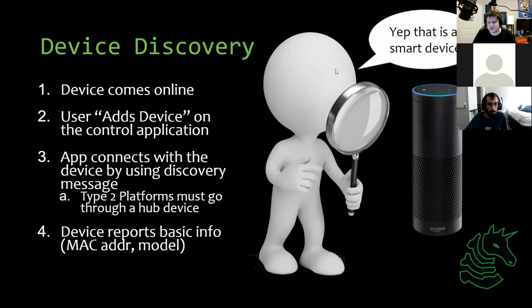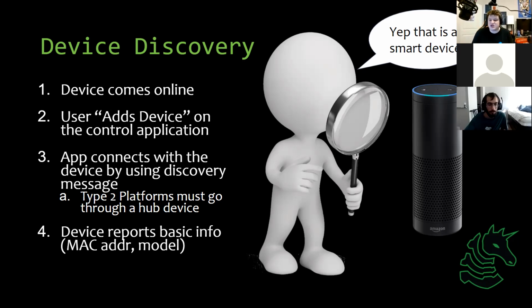So device discovery starts with the device coming online. That means you plug the light bulb in, you plug the TV in, you turn on your fridge. And then once the device comes on, more often than not, it's going to connect via a smart home platform. So it will send out a broadcast signal that says, hey, I'm an unpaired smart device. You should pair with me. So then the user will add that device on the control application. That's usually you open up the phone, go to add device, and it'll search for the broadcast pairing messages.